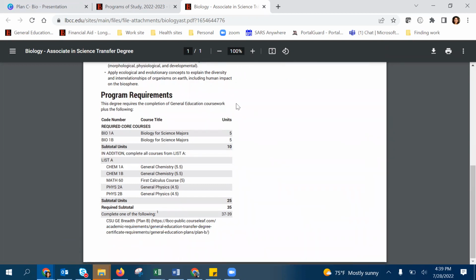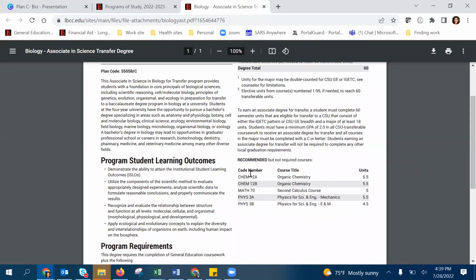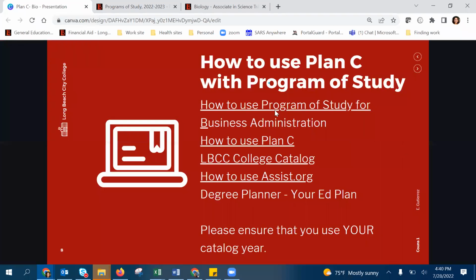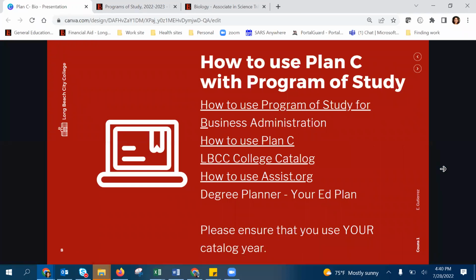In addition to these courses that you see here, you want to make sure that you complete either Plan B or Plan C of your GE requirements. Other courses that are recommended are Organic Chemistry, second course in Calculus, and the Physics 3A and 3B. Now, if you are going to take Physics 3A and 3B, you do not necessarily need to take 2A and 2B. In addition to the courses that you would take, you can either use Plan B or Plan C. In this particular example, we're getting ready for UC Irvine, so we're going to use Plan C.